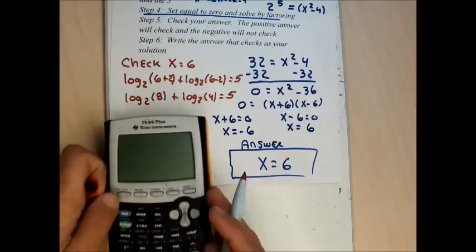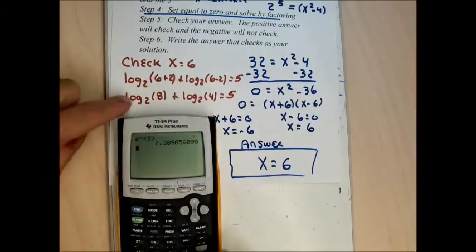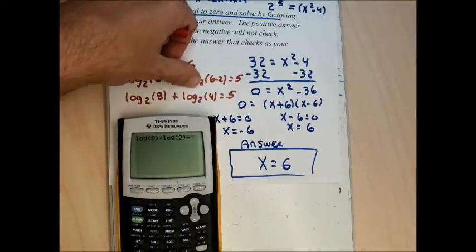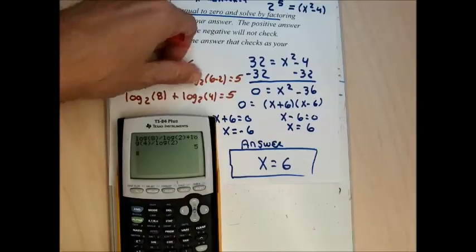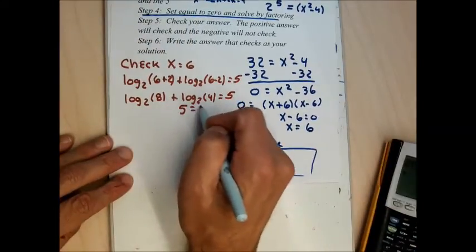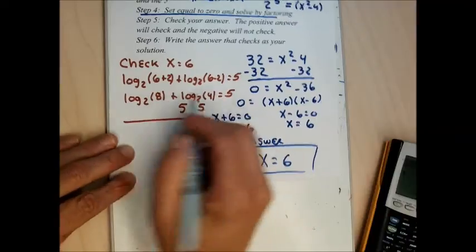On my calculator, to do this left side, first logarithm, I do log of 8 divided by log of 2. Then I put my plus sign down. Second logarithm, I do log of 4 divided by log of 2. Then I hit equals, and I get 5 equal to 5, which is perfect. So that's the one that checks, and that's the one that belongs in my answer.